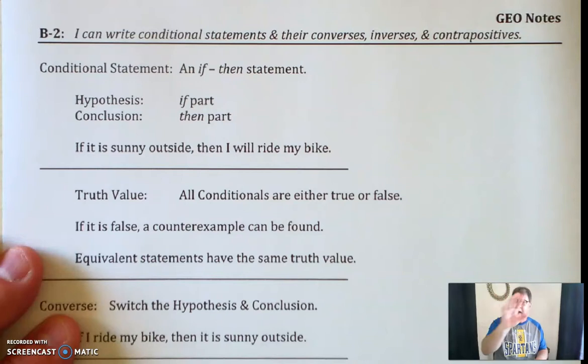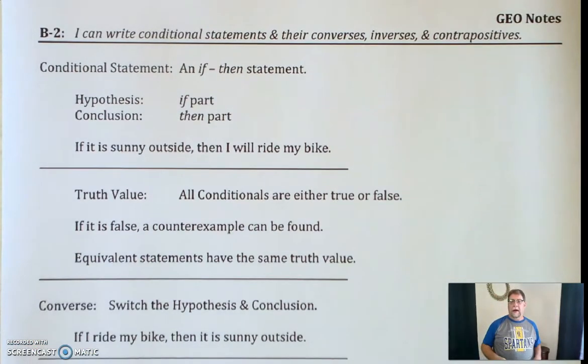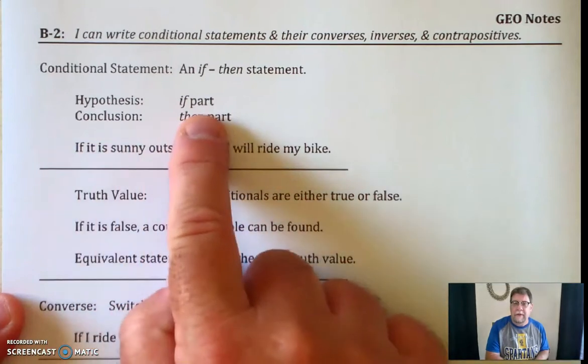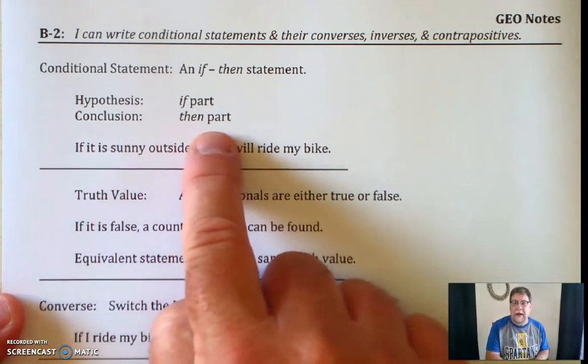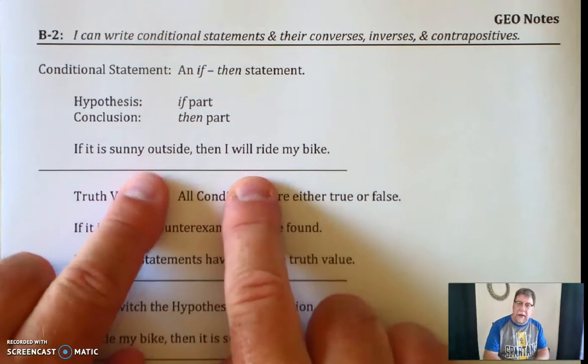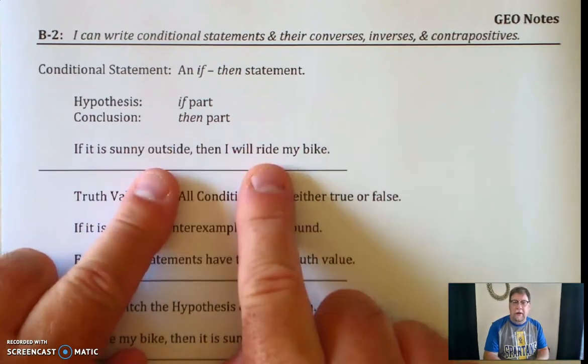If this part is true, then that part is true. So it's a two-part statement. The first part is called the hypothesis, and the second part is called the conclusion. So we've got the if part, the hypothesis, and the then part, the conclusion. One of the things you'll have to do is take a look at an if-then statement like this one and identify which is the hypothesis and which is the conclusion.